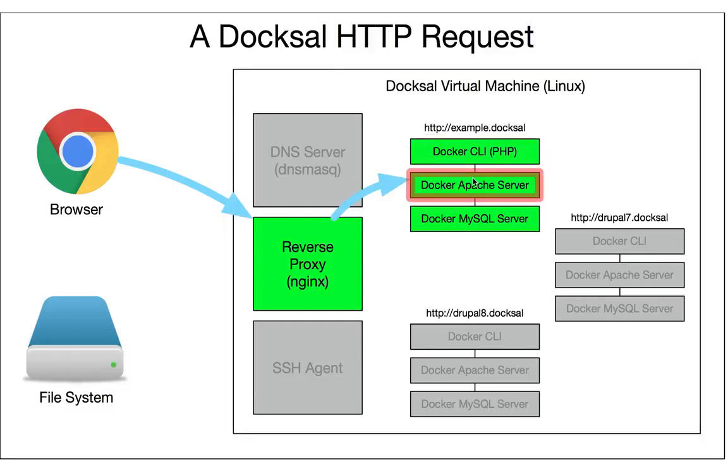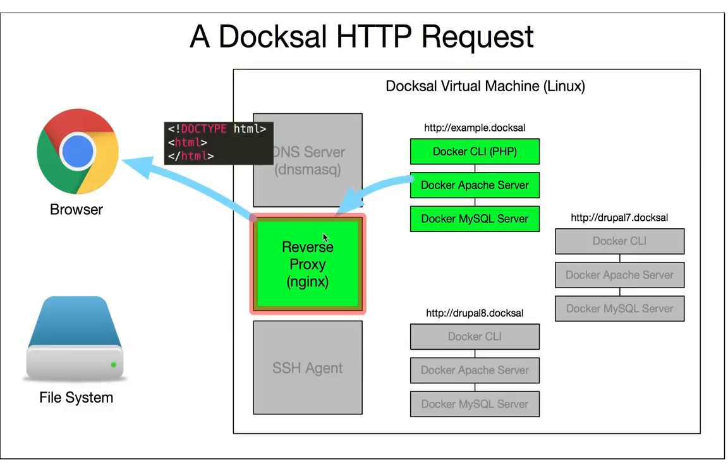So from here, the request fulfillment is actually very similar to what you would expect in a conventional system. The Apache server connects to MySQL. You may have Memcache or maybe even Varnish in here, but it connects to the services that it requires in order to fulfill the request, performs whatever database lookups it needs to do, builds out an HTML page, and then finally gives a response, an HTML response, which the browser ultimately renders, or perhaps it's a JSON or XML response if you're building some sort of web service. That's what a basic Docksal HTTP request looks like.